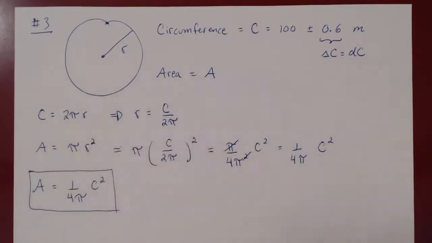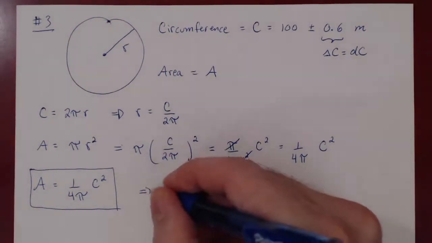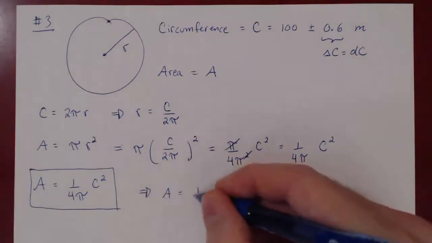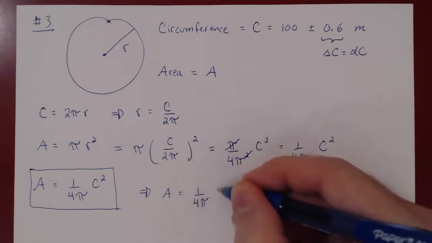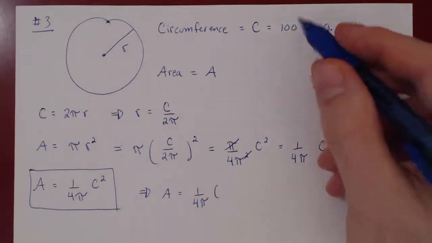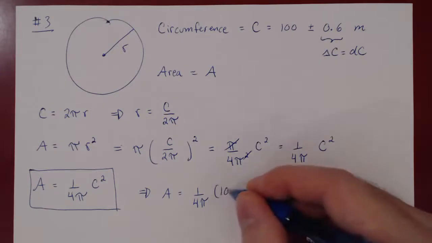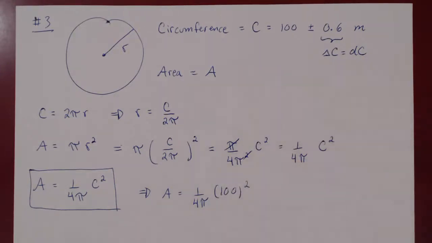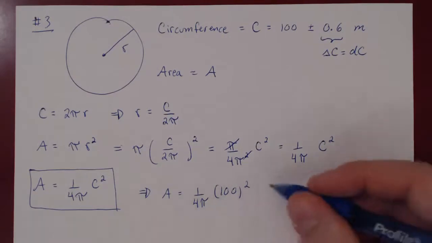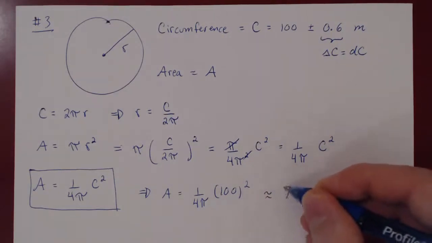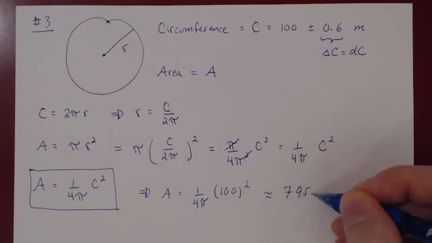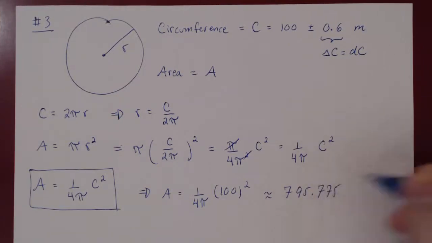As always, let's find the value for the area, then find the uncertainty. So, the area in this case will be 1 over 4 pi times the circumference we found to be 100 meters. And if you compute this, 100 squared is 10,000 over 4 pi, you'll find approximately 795 meters squared. And that's the value for your area.